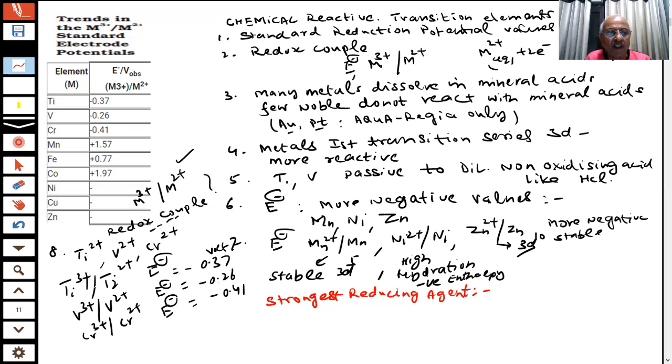So what will happen if they gain electrons? It is negative. But if they lose electrons, it becomes positive. The standard oxidation potential is positive. So they will not gain, they will lose electrons. They will go from the 2 plus to the 3 plus state.